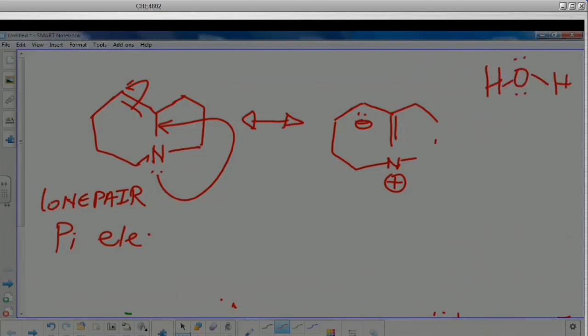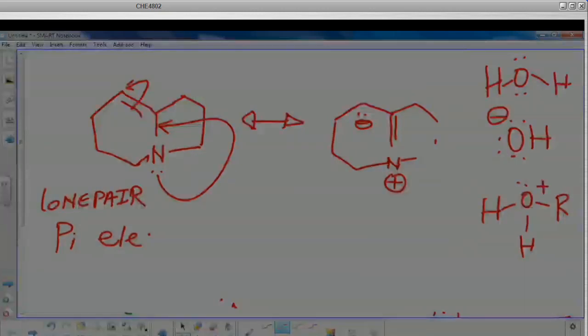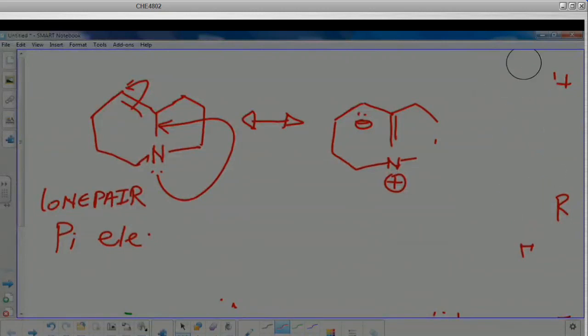If it's more than two, it's negative, like in sodium hydroxide. For example, we have water here. It has two pairs, H. If there are more than two, like in sodium hydroxide, it must have a negative charge. If it's protonated, maybe a protonated alcohol, and there's only one pair, there must be a positive charge, like that. And the same with nitrogen and so on.